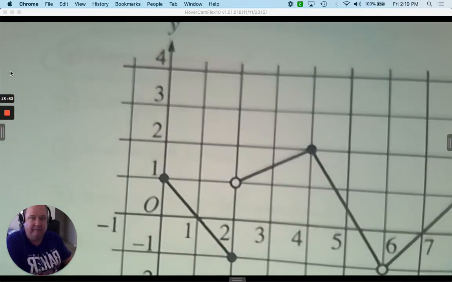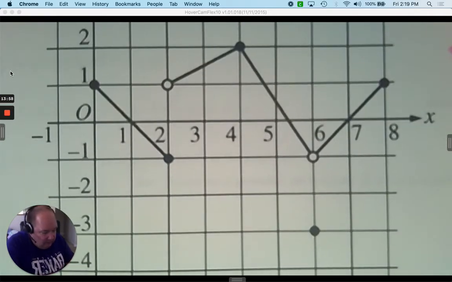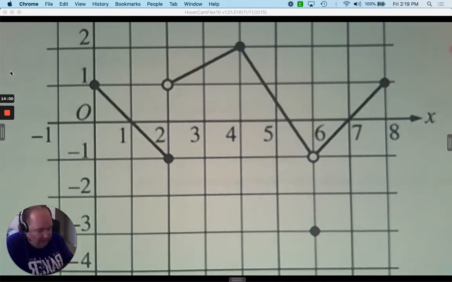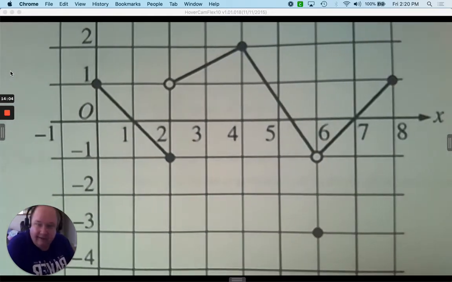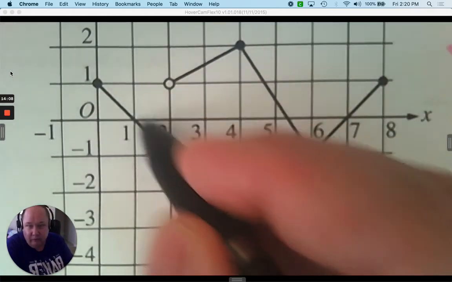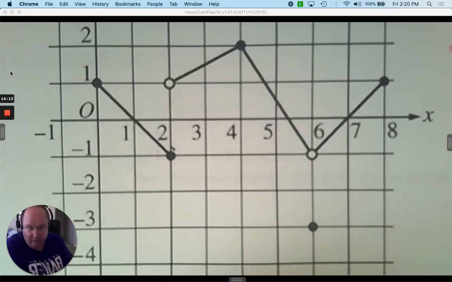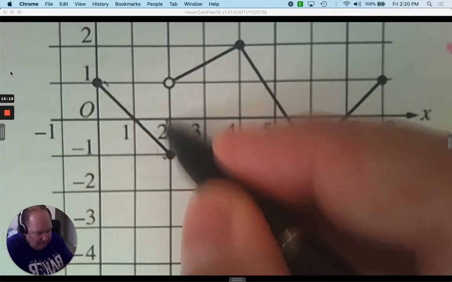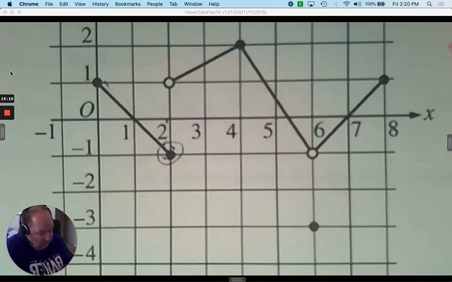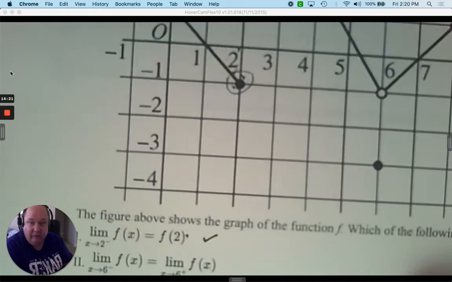Number 9. In number 9, you have a graph, and this is in the figure above. It shows the graph of a function. Which of the following are true? So the limit as x approaches 2 from the left. So here's 2. 2 from the left, the answer is -1, is equal to f at 2. So from the left, f at 2, that definitely seems like it's true. So I'm going to put a check mark there. So the first question has to do with that.